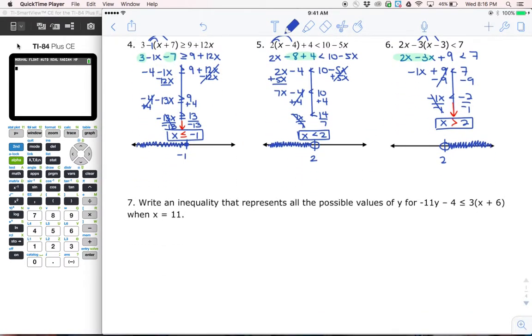All right, last problem here. In this case, they give you an inequality that has x and y. And it tells you to write an inequality that represents all the possible values of y for the given condition when x is equal to 11. This right here is the key. All right. So I'm going to rewrite my inequalities just so I have it kind of in the middle here. Minus 4 less than or equal to 3, x plus 6.